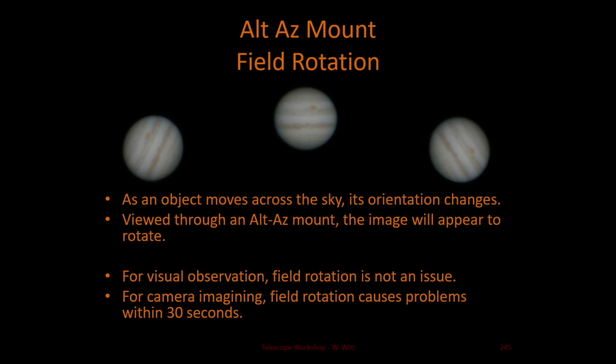This is what I'm trying to show here. You look at the beginning of the night, in the middle, and at the end, and Jupiter is actually tipping over. Not a big deal for visual at all. For photography, within 30 seconds or so, this matters. So that's why alt-az mounts may not be great for photography unless you can keep your exposures to like 30 seconds or less.